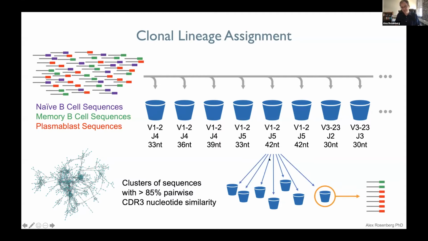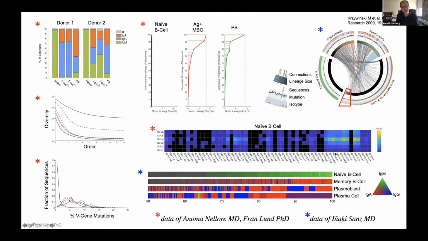We can then further subset these into clonal lineages by using pairwise sequence similarity for the CDR3 region. Now, the CDR3 region is that which is especially prone to somatic hypermutation. And then we can get these constructed lineages, which may include sequences from multiple cells or time points. And then we can have downstream tools that can analyze and visualize these data in many different ways.